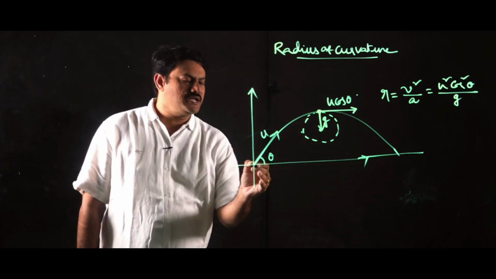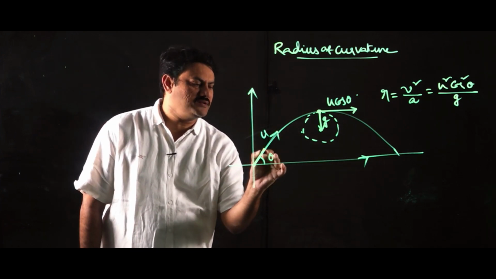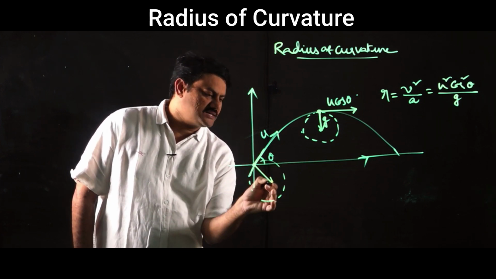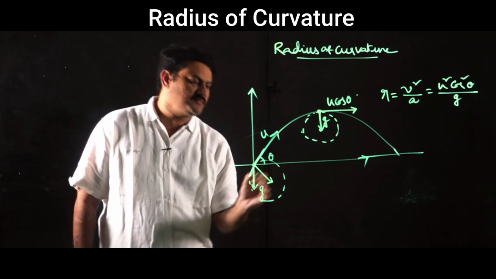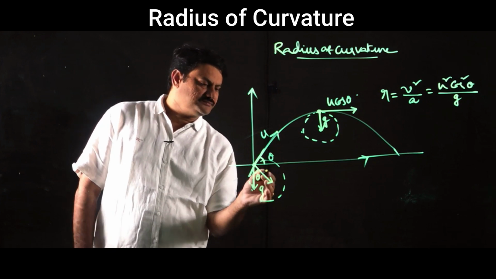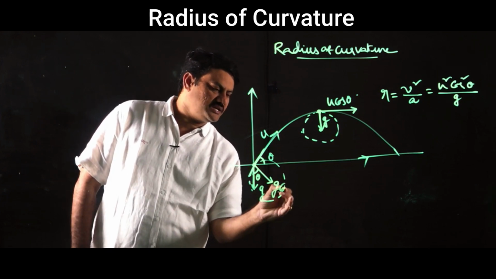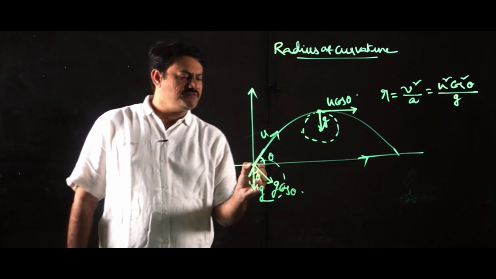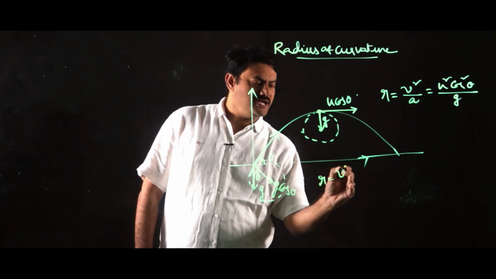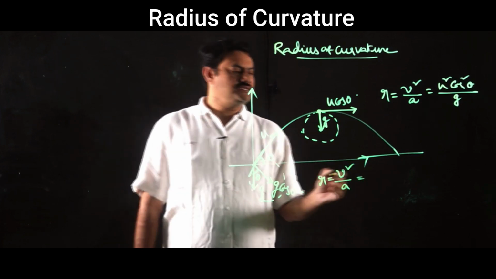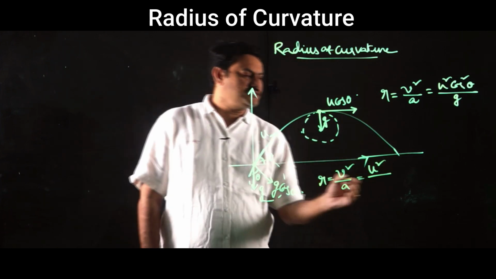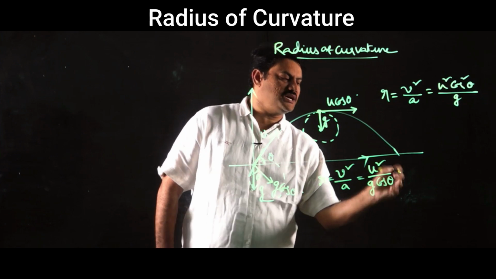Similarly, if you want to calculate the radius of curvature at this point, take a circle. Now the acceleration is actually in the downward direction, g. So here the angle is theta, here also the angle is equal to theta, two perpendiculars, so g cos theta. The radius of curvature at the initial instant, r is equal to v square by a. So v means the initial velocity u, square. Acceleration along this direction is g cos theta, so r is u square by g cos theta.